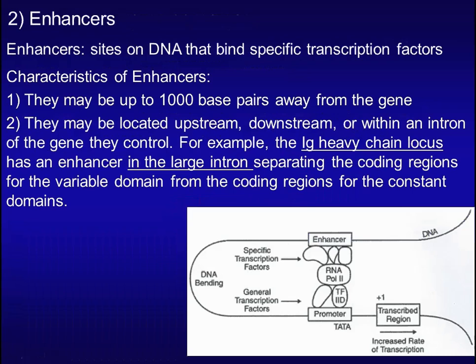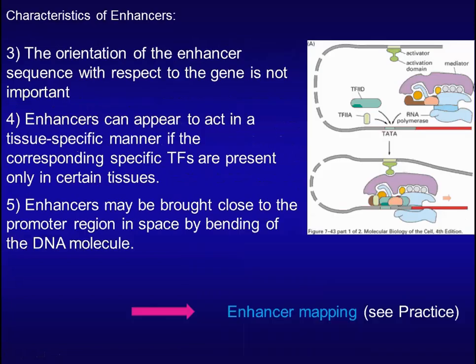Enhancers have several characteristics. First, they may be up to 1,000 base pairs away from the gene. Second, they could be located upstream or downstream or even within an intron. For example, the immunoglobulin heavy chain locus has an enhancer located in a large intron. Third, the orientation of the enhancer is not important. Fourth, enhancers can appear to act in a tissue-specific manner if the corresponding specific transcription factors are present only in certain tissues. Fifth, enhancers may be brought close to the promoter region in space by bending of the DNA molecule.